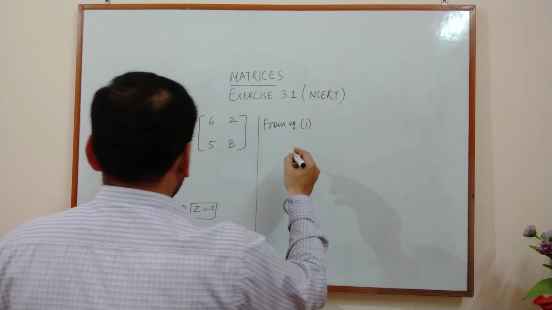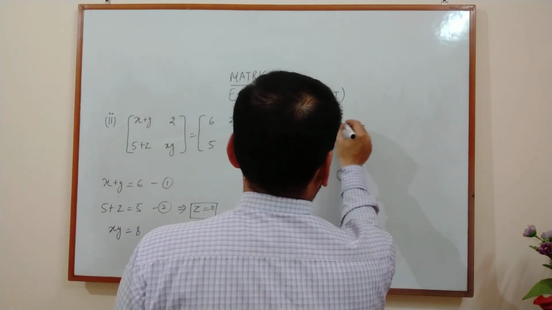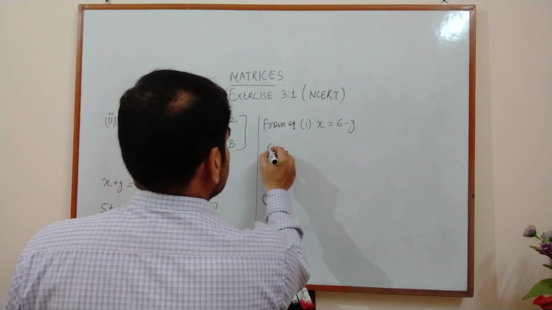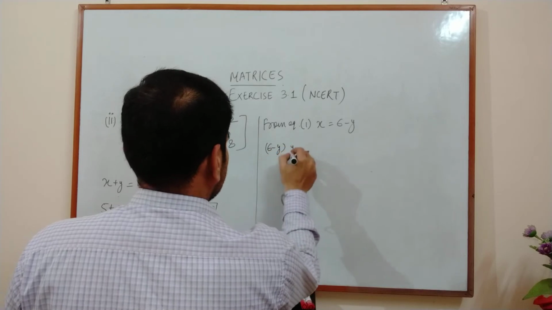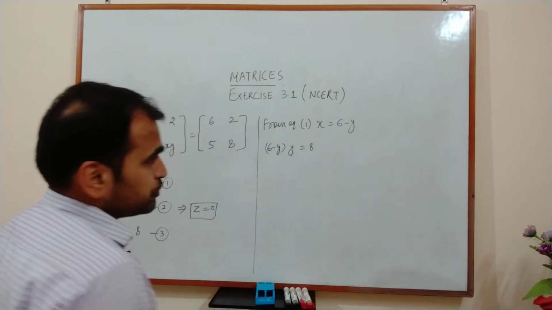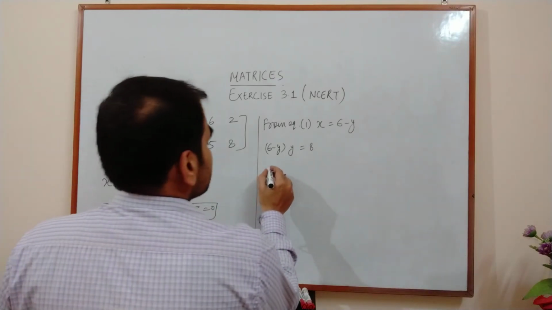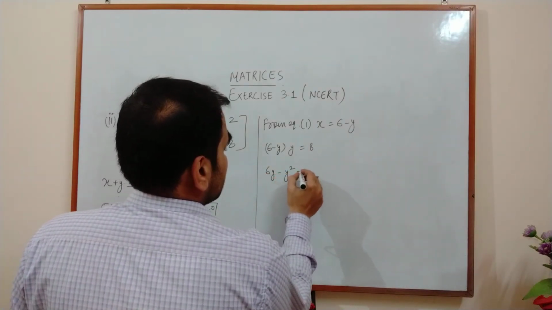from equation 1, if you compute the value of x, this will be 6 minus y, and now put this value in equation number 3. So x is 6 minus y, then xy is equal to 8. Even if you want, you can compute the value of y and substitute in equation number 3, right? So this is 6y minus y square is equal to 8.